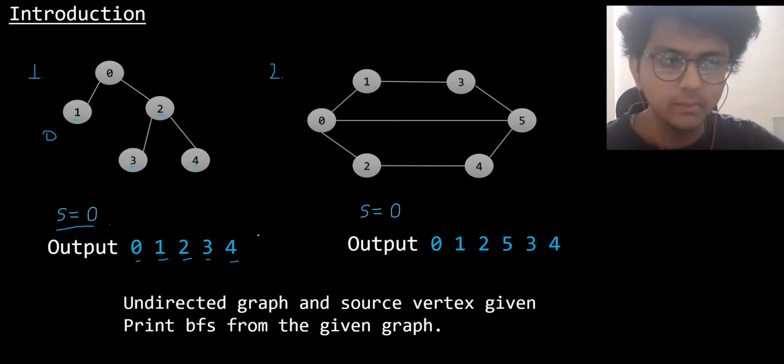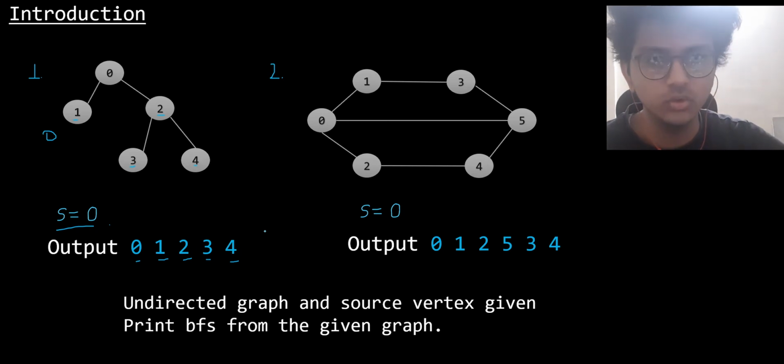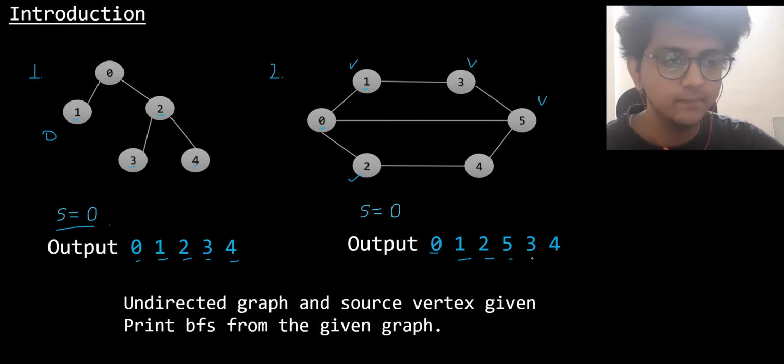In the second example, an undirected graph is given to us and it is a cyclic graph, and our task is to do BFS from the source vertex 0. First we will print 0 and then all its neighbors. 1, 5 and 2 are its neighbors, so we will print 1, 2 and 5, and then we will print their neighbors. 1 has neighbor 3, so we will print 3, and 2 has neighbor 4, so we will print 4. So this is how BFS works.